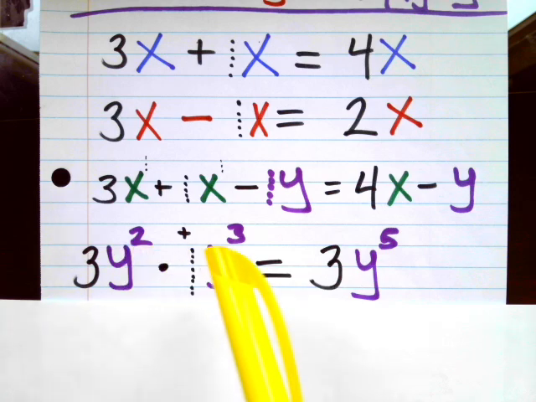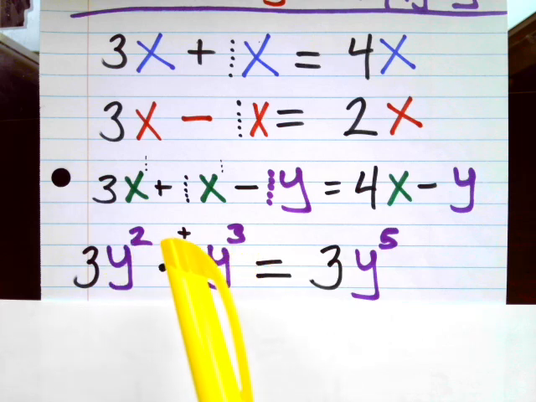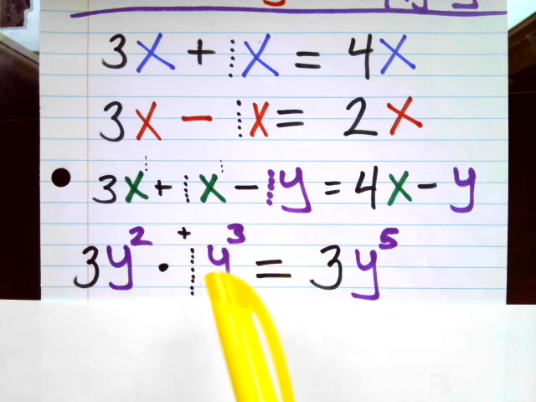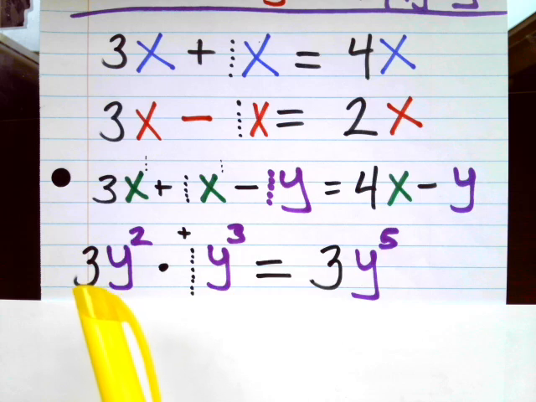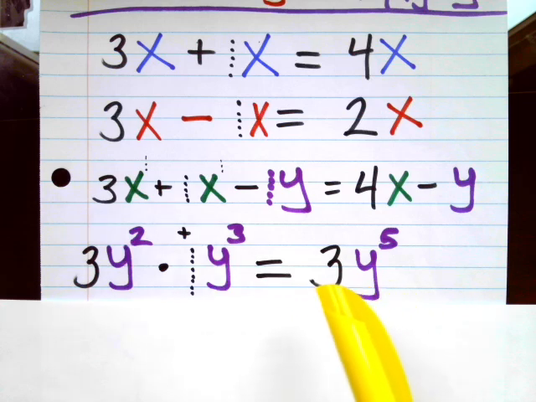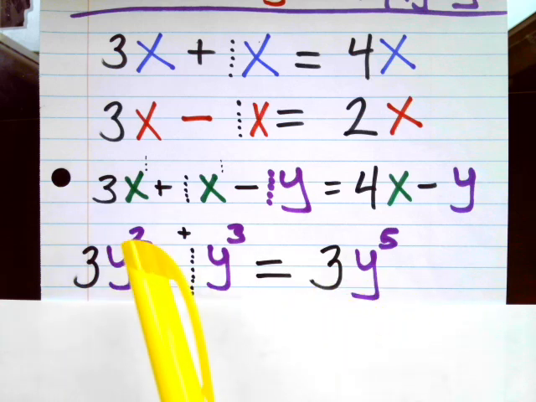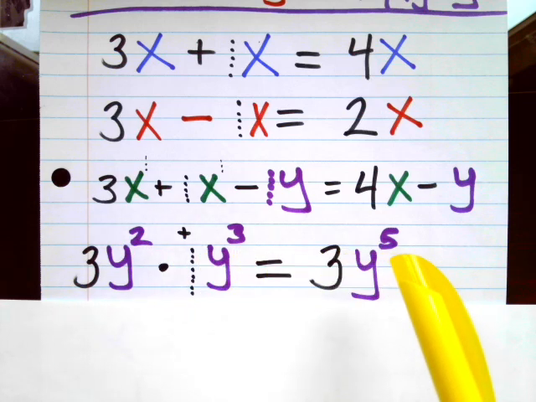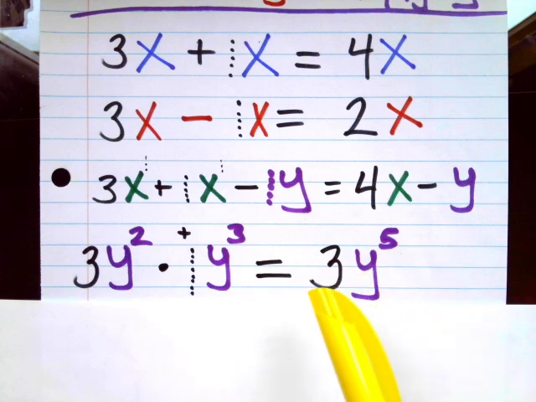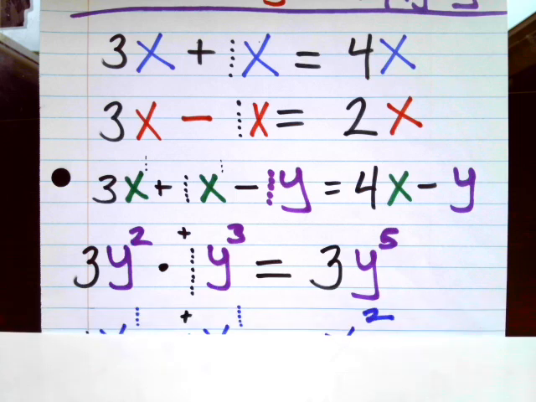When you multiply and you have exponents, the rule is that you add these exponents. So 3 times 1 is 3. We have the y attached through multiplication, so it stays in our answer. And then 2 plus 3 is 5. Simplified, this is 3y to the fifth power.